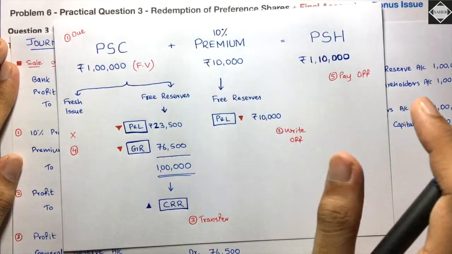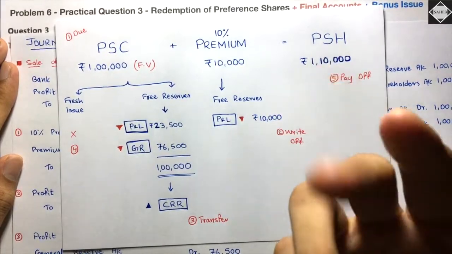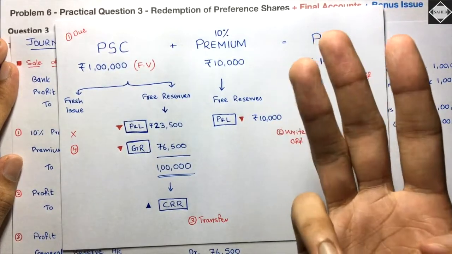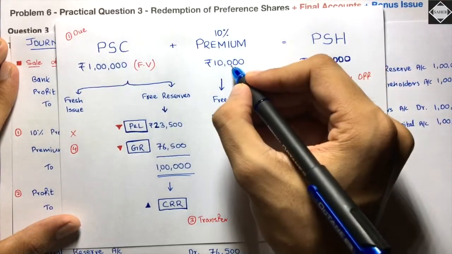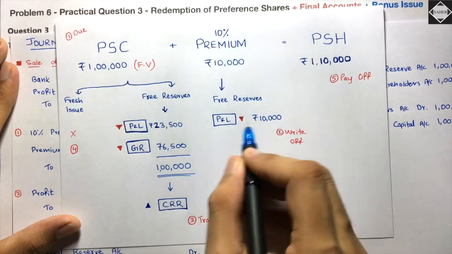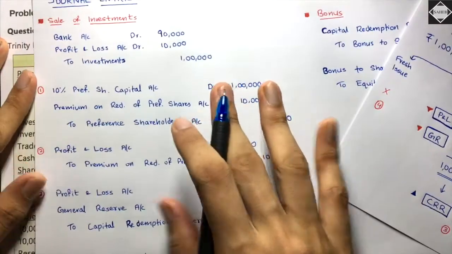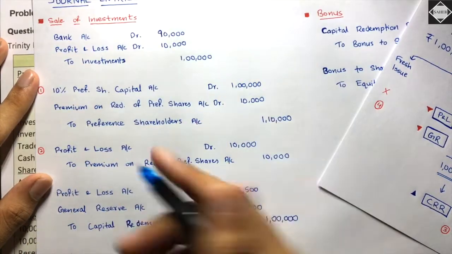You cannot use securities premium, okay, or any other capital reserve and all. You can only use what? Free reserve, P&L, general reserve, dividend equalization fund. All right. So 10,000 will be written off by P&L. So P&L will decrease by 10,000. If P&L is decreasing by 10,000, that means you have to debit. Yeah, because P&L has credit balance. If you are utilizing it, then you have to debit that.